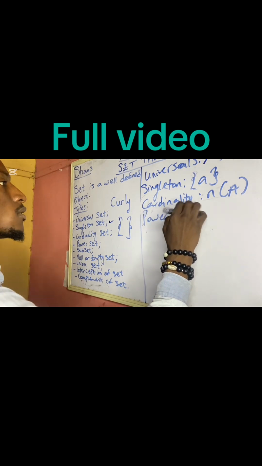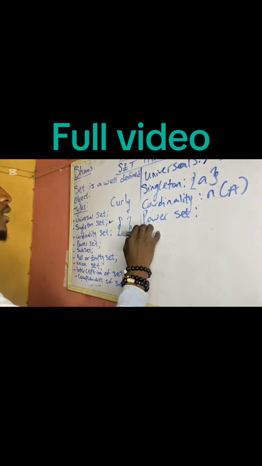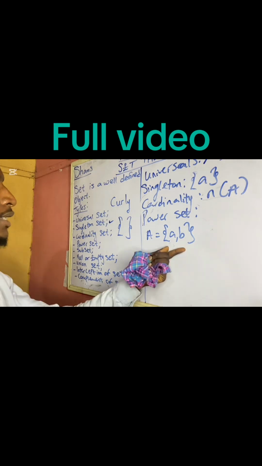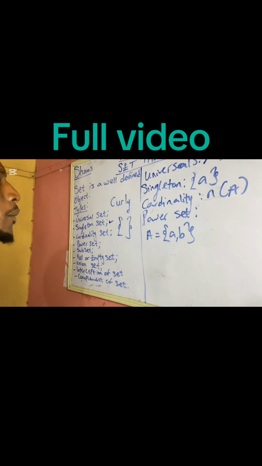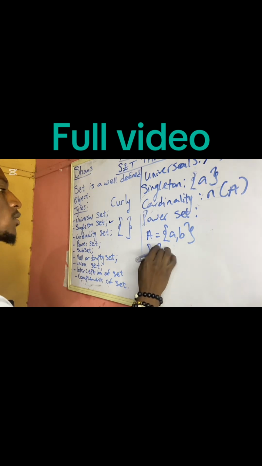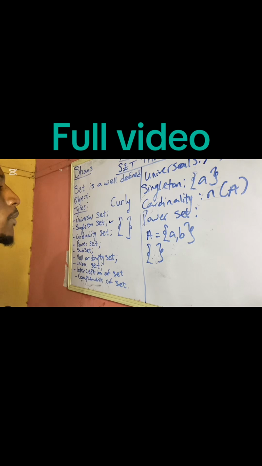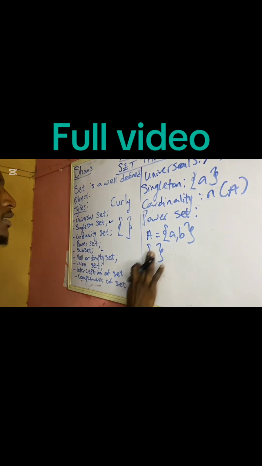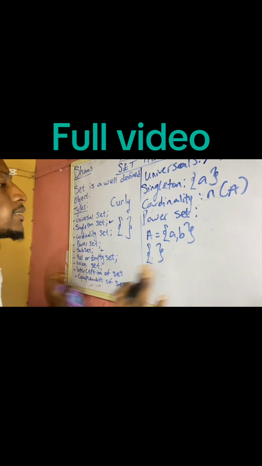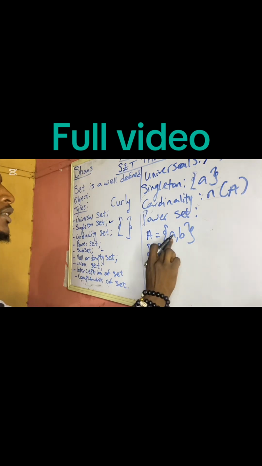Power set is the number of ways a particular set can be written. So for instance, if they say A equals {a, b}, the number of ways we can write this set is called the power set. No, before that, all sets have the empty set as their first subset. So that means in this place, we have to write what? The empty set first, a set that doesn't have anything, before all these ones now come.